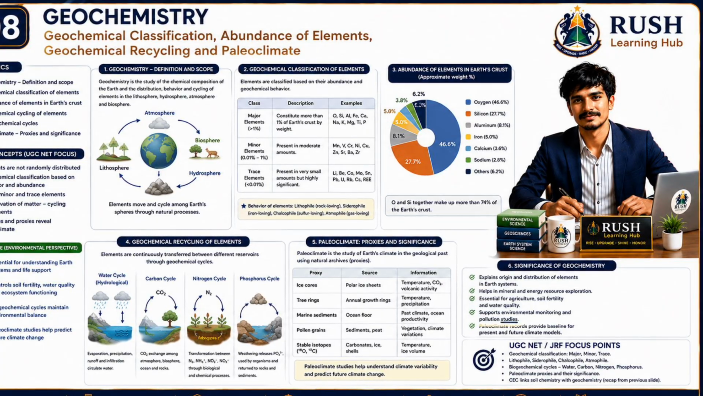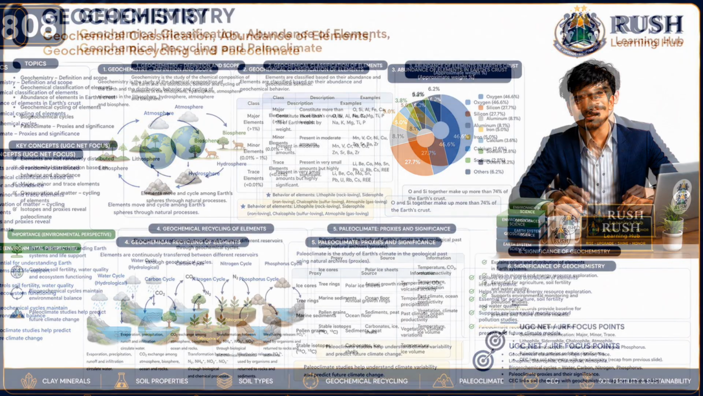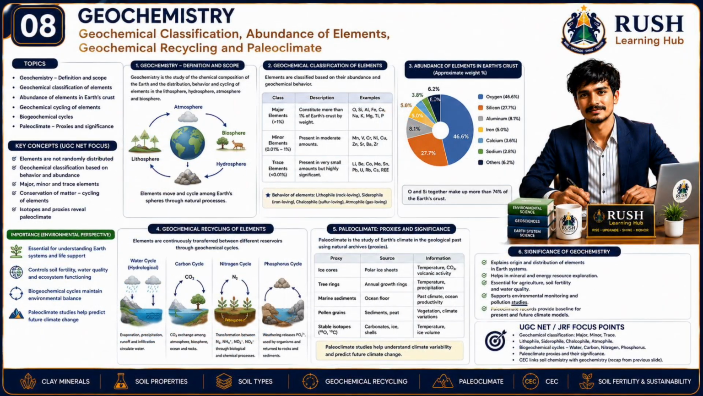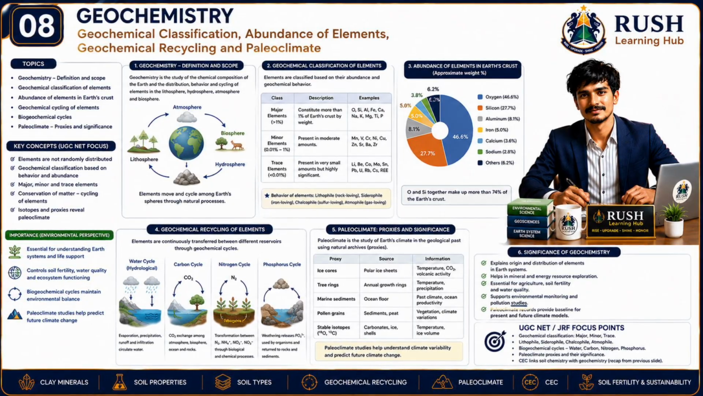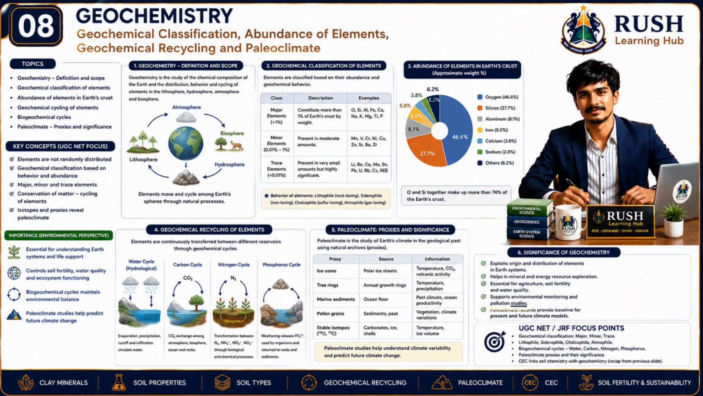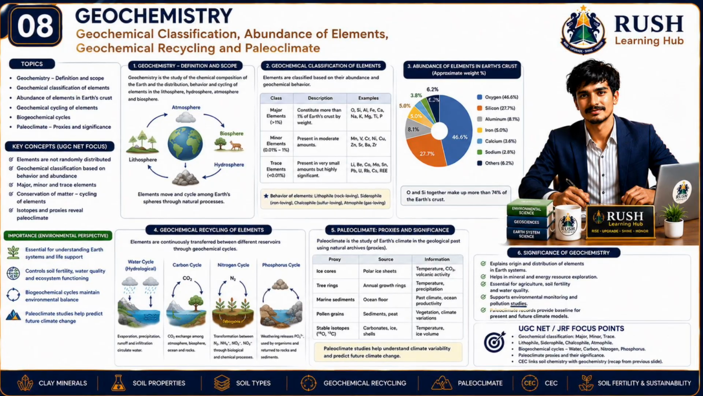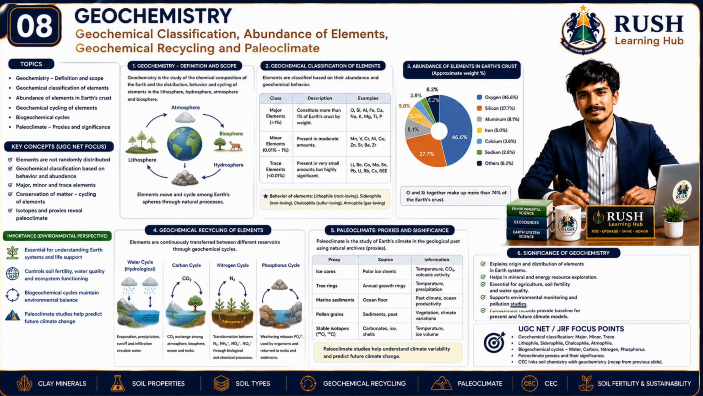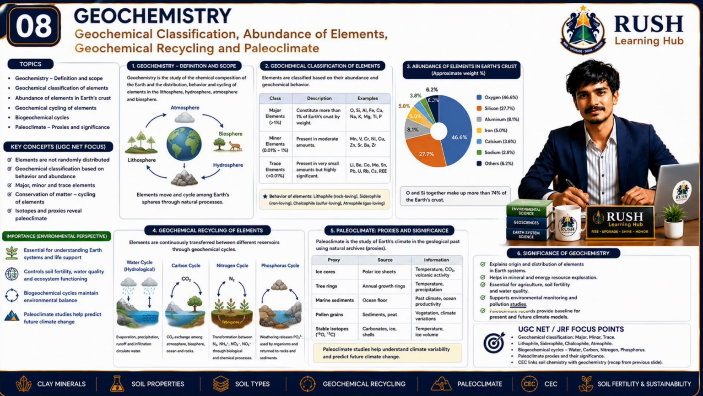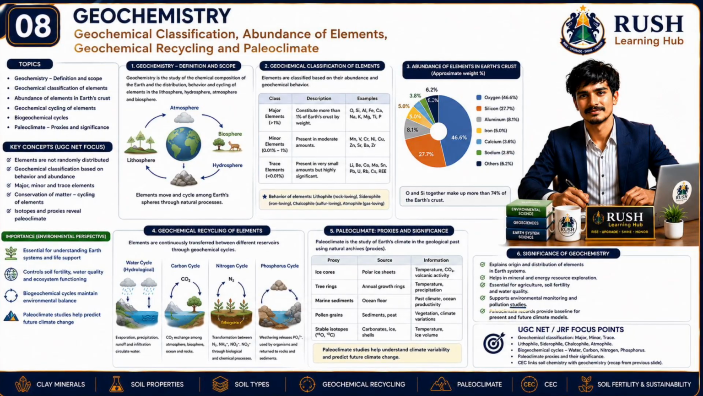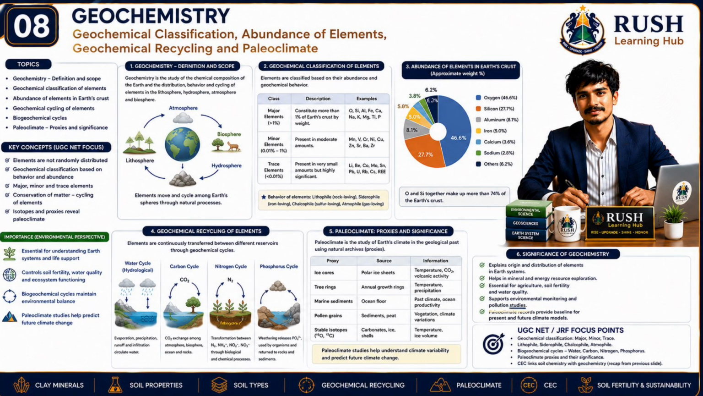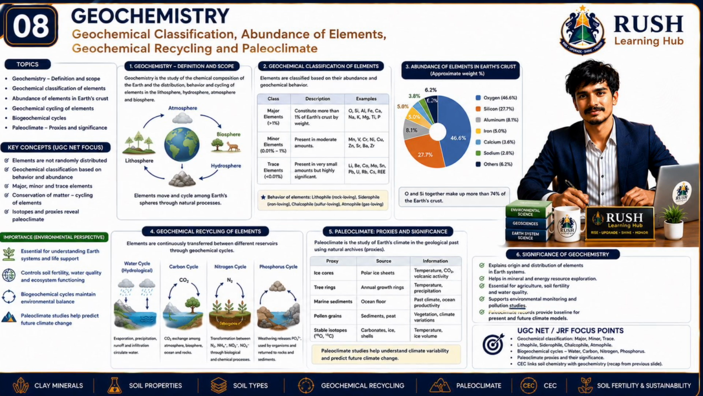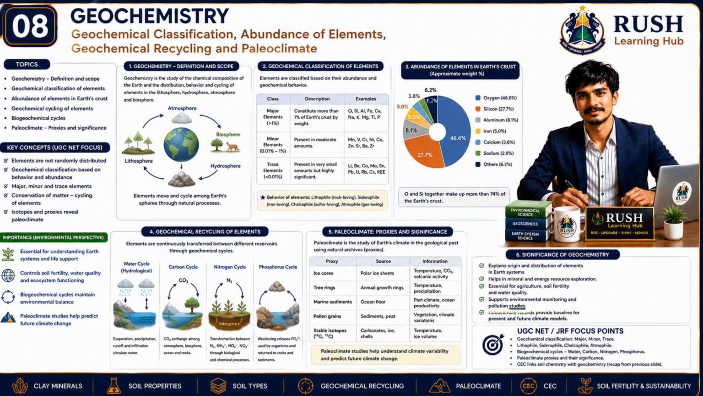Now let us discuss the abundance of elements. The Earth's crust is dominated by 8 major elements. Oxygen is the most abundant element and constitutes approximately 46.6% of the Earth's crust. Silicon is the second most abundant element and accounts for about 27.7%. Together, oxygen and silicon form more than 74% of the Earth's crust.